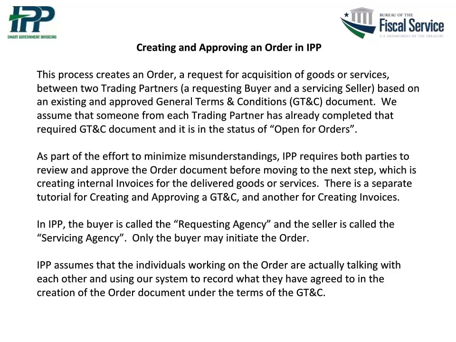In IPP, the buyer is called the requesting agency and the seller is called the servicing agency. Only the buyer may initiate the order. IPP assumes that the individuals working on the order are actually talking with each other and using our system to record what they have agreed to in the creation of the order document under the terms of the GT&C.